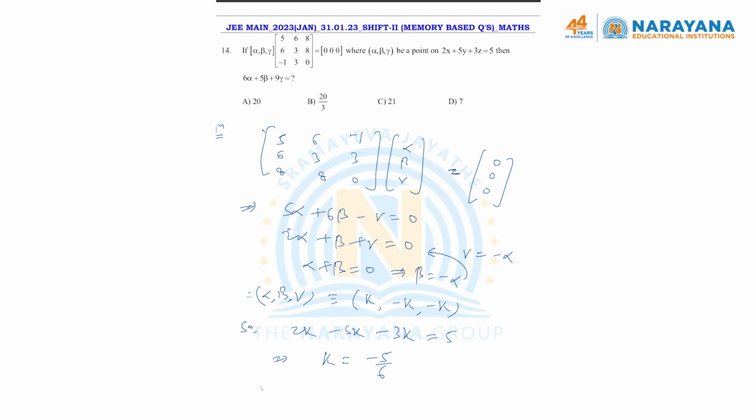Hence that point alpha, beta, gamma that you found is nothing but k, minus k, minus k. Later on we'll put the value of k, leave it as it is. What they are asking, 6 alpha, that is 6k minus 5k minus 9k, so this is equal to minus 8k. The k value is minus 5 by 6. So 40 by 6, that is 20 by 3, which is option B, straightforward.